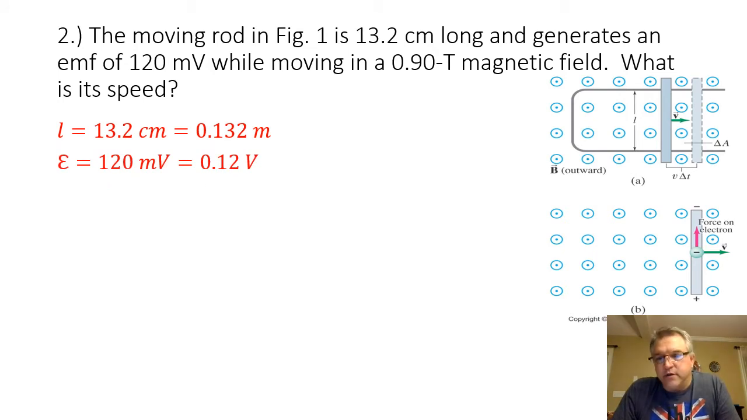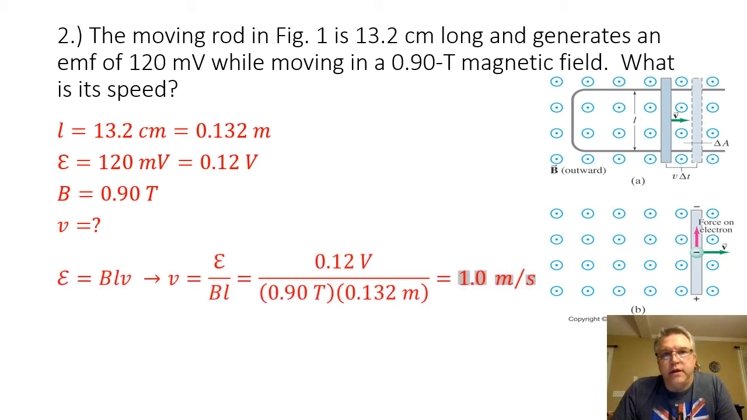I do have to convert that to volts, so I have to divide that by 1,000, and I get 0.12 volts. And the strength of the magnetic field is 0.90 Tesla, and we are looking for the velocity. So again, we need to use the equation E equals BLV. This time we are solving for the velocity V. So we have V is going to equal E divided by B times L. Plugging in my known values into this equation is going to give me a velocity of the rod of 1.0 meters per second.